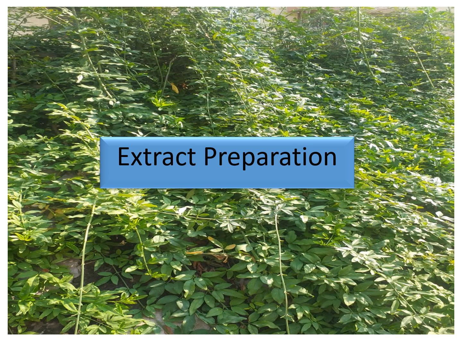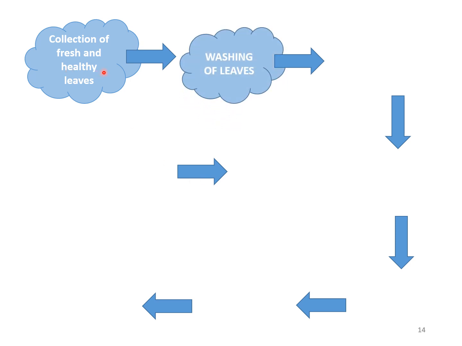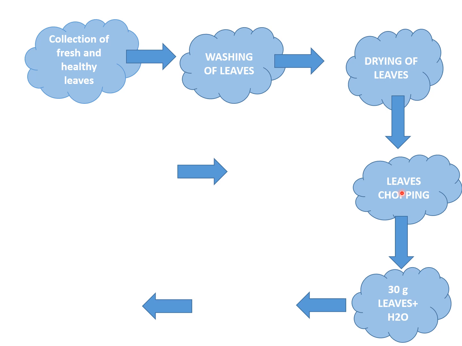Very first, we will prepare the extract of leaves. For extract preparation, the very first step is the collection of fresh and healthy leaves. The second step is washing of leaves with tap water, followed by washing with distilled water. Then there is the drying of leaves, and mostly we dry the leaves under air. Then these dried leaves are properly chopped, and then 30 grams of leaves are mixed into water.